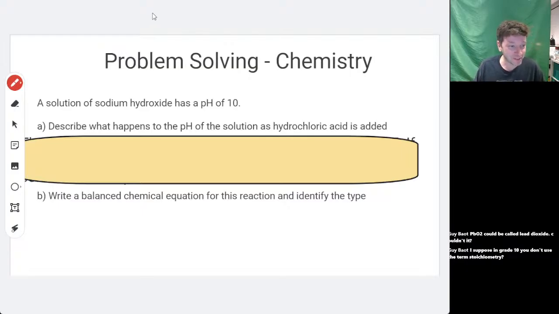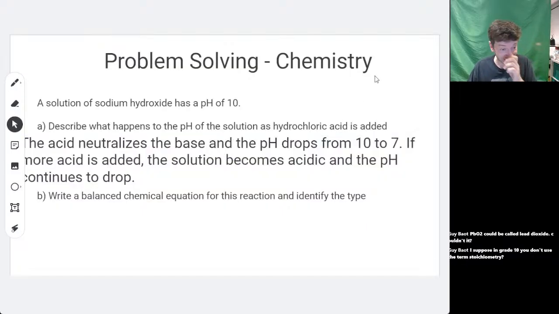Okay, so problem solving type questions. Chemistry. A solution of sodium hydroxide has a pH of 10. That would be a base. Describe what happens to the pH of the solution as hydrochloric acid is added. If you're adding an acid to a base, that pH is going to drop down. You're essentially going to try and neutralize it. But if you keep adding more and more of the acid, then once you neutralize it, it's becoming more and more acidic, right? So you're dropping the pH by doing that.